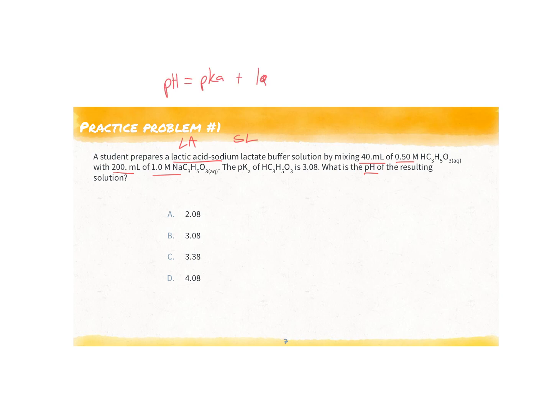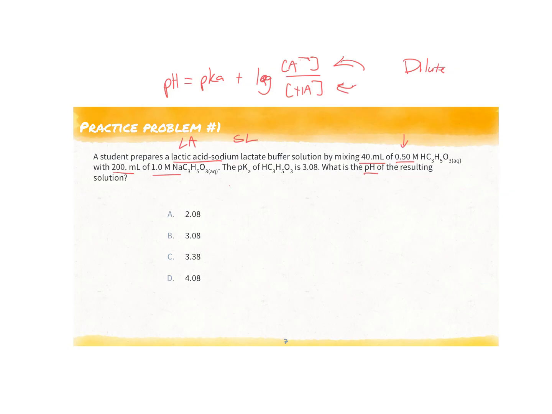Plus log concentration of A- over concentration of HA. And so all I've got to do is find these two concentrations and then plug it in. We're, of course, given the concentration here, but remember, we dilute it by reacting them together. And so in any of these reactions, you need to consider the fact that you are diluting it.